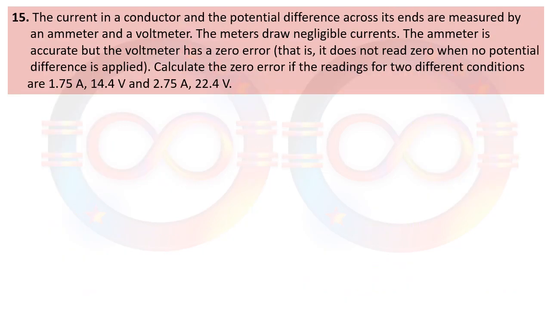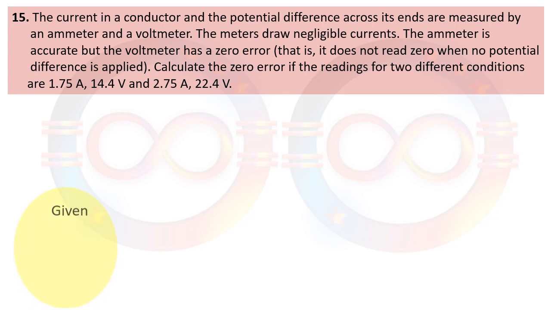Question number 15 is saying that the current in a conductor and the potential difference across its ends are measured by an ammeter and a voltmeter. The meters draw negligible current. The ammeter is accurate, but the voltmeter has a zero error. That is, it does not read 0 when no potential difference is applied. It may be ahead of 0 or maybe before 0. Calculate the zero error if the readings for two different conditions are given.